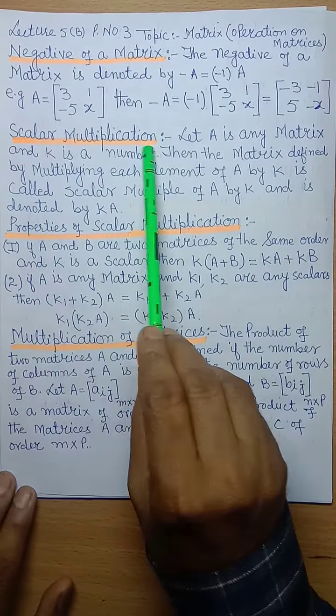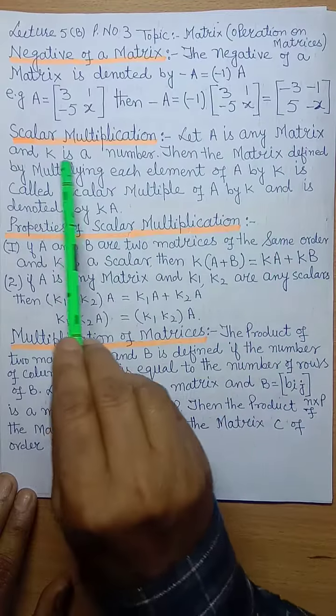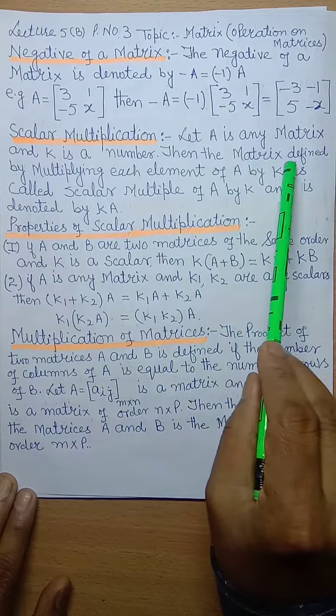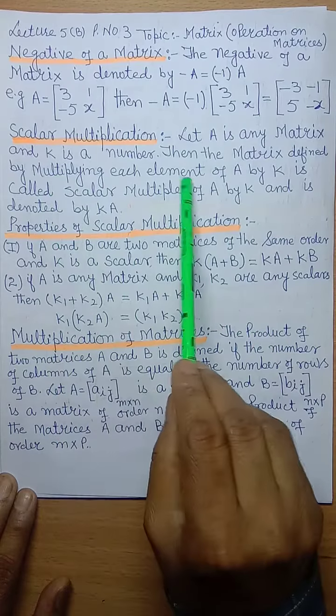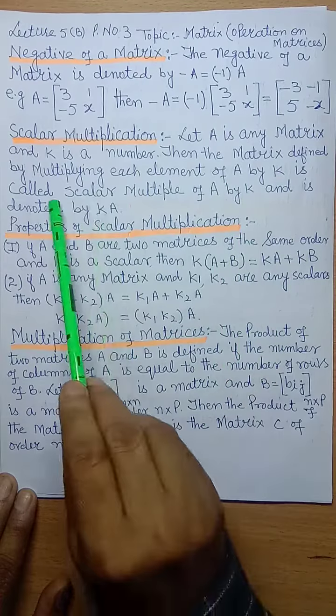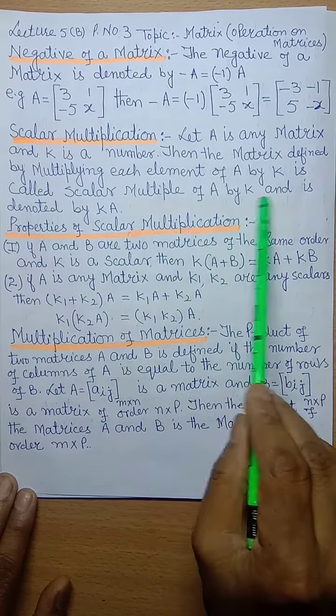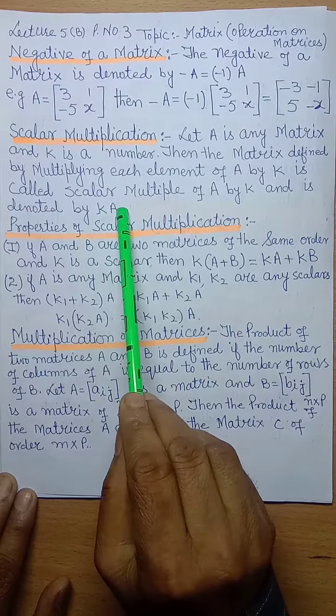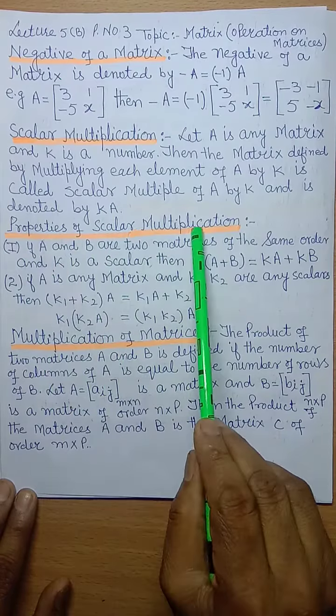Scalar multiplication. Let A is any matrix and K is a number. Then the matrix defined by multiplying each element of A by K is called scalar multiple of A by K and is denoted by KA.